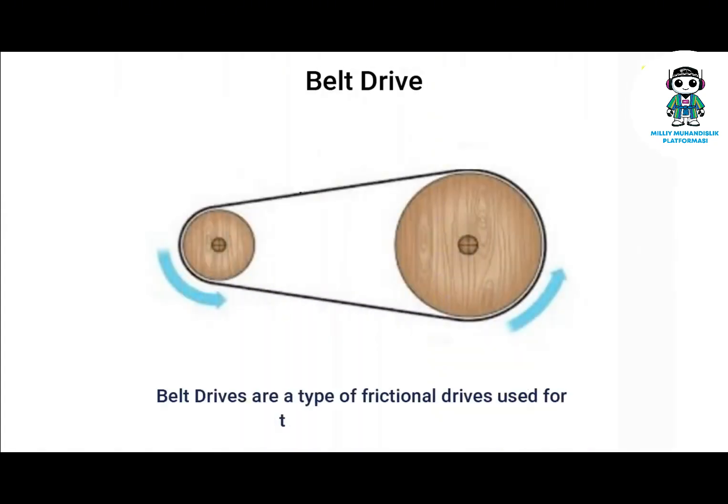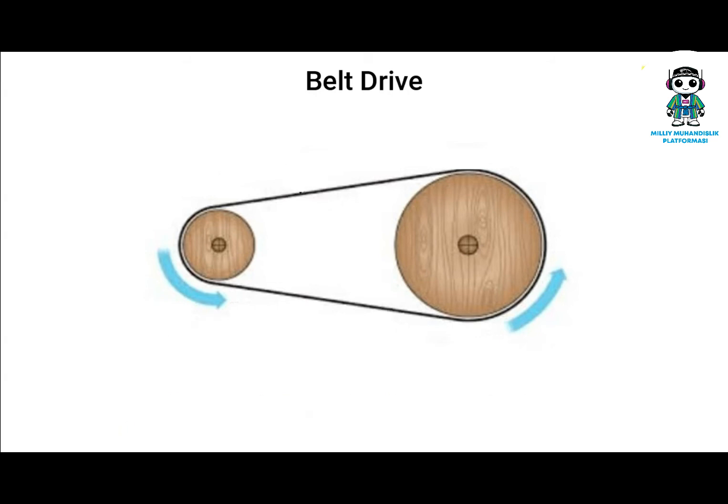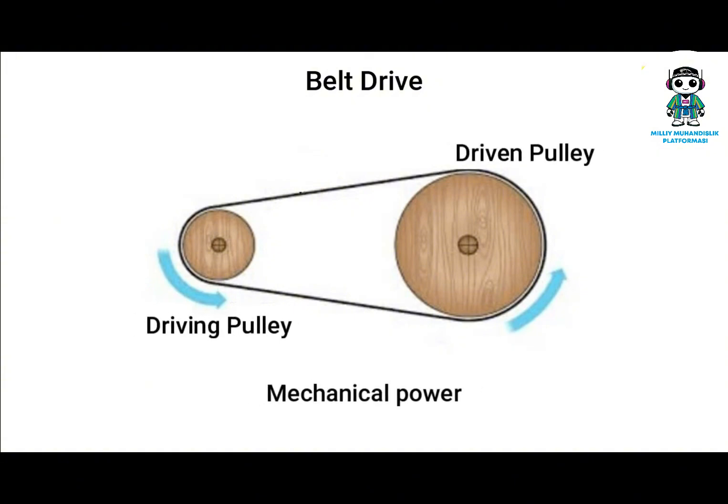Let's start with the introduction. Belt drives are a type of frictional drives used for transmitting power from one shaft to another by means of pulleys which rotate at the same speed or at different speeds. It consists of two pulleys over which an endless belt is passed. The mechanical power or rotary motion is transmitted from the driving pulley to the driven pulley.